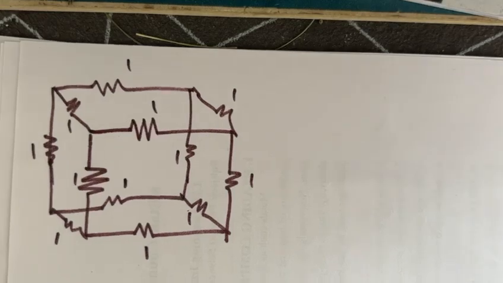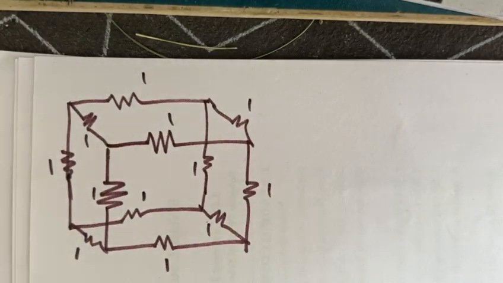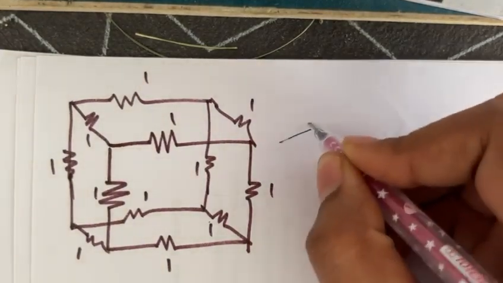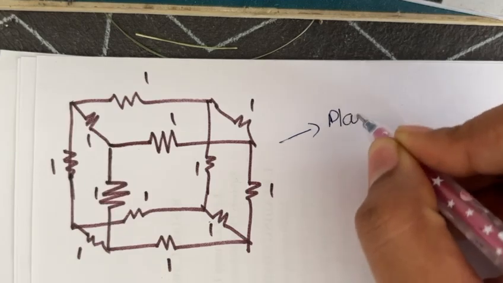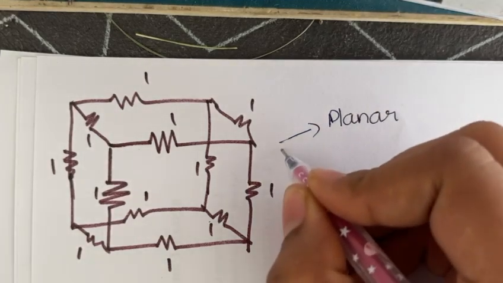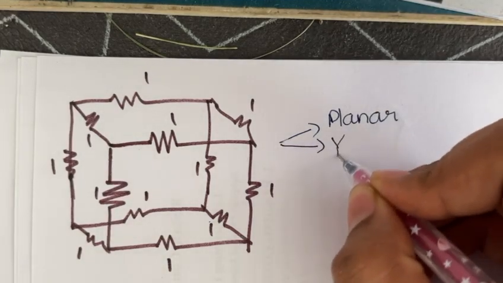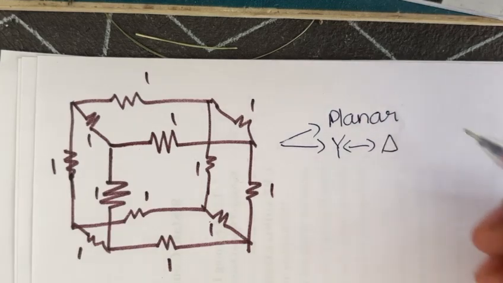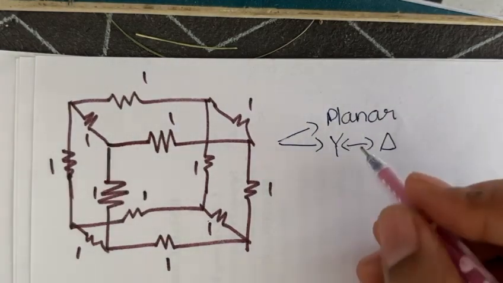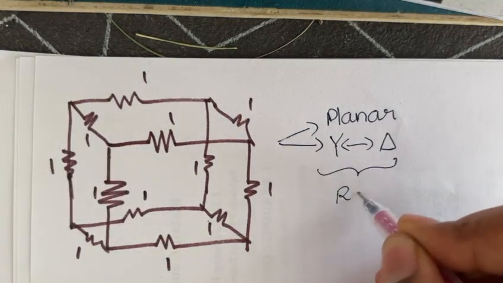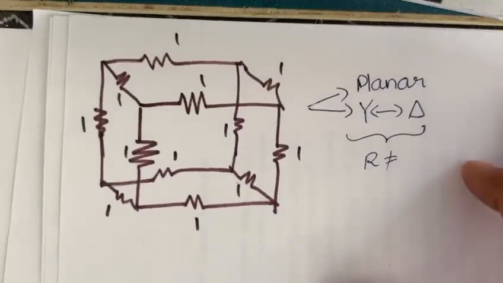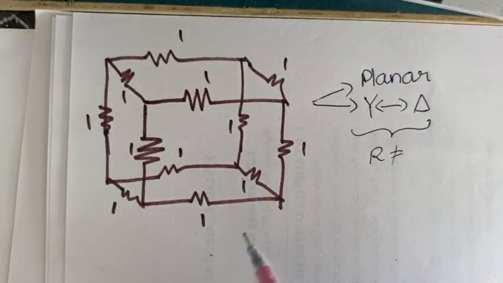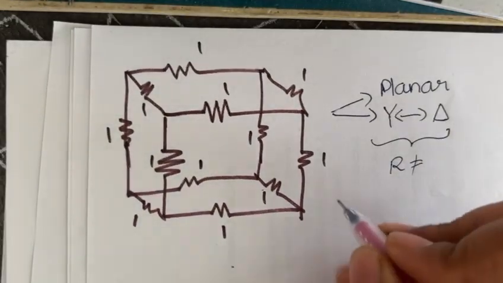Normally, if the resistances were unequal, we would need to make this circuit planar, and we would be using a lot of star to delta conversions to get the resistance of the circuit. This is the case when the resistances are not equal. But here, as they are equal, we'll be using another method.